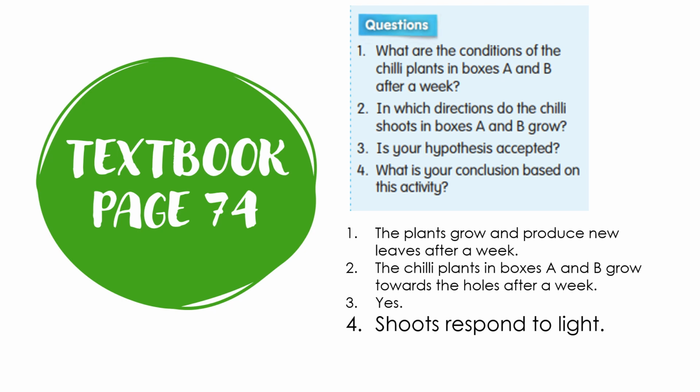Questions on textbook page 74. 1. What are the conditions of the chili plants in boxes A and B after a week? The plants grow and produce new leaves after a week. 2. In which directions do the chili shoots in boxes A and B grow? The chili plants in boxes A and B grow towards the holes after a week. 3. Is your hypothesis accepted? Yes. 4. What is your conclusion based on this activity? Shoots respond to light.